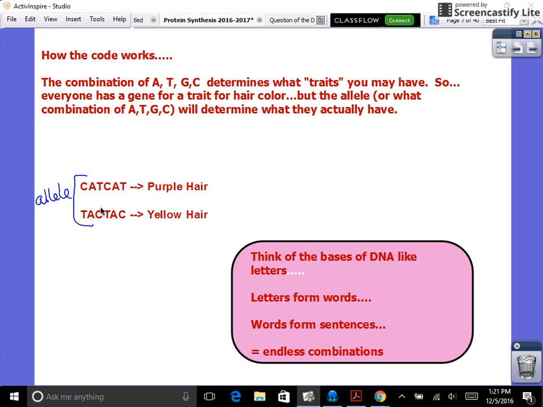But before we get there, let's just make sure we understand that the order of the A's, T's, G's, and C's is going to determine what traits you have. Everyone's going to have a gene for hair color, but the allele, or what combination they have, is going to be different. It's going to actually determine what color their hair is. So this goes back to the last unit where we were learning about genetics, and we talked about what versions, or what alleles, you have, and the alleles are these actual letters. But we didn't talk about that because we weren't there yet. But this is what that represents.